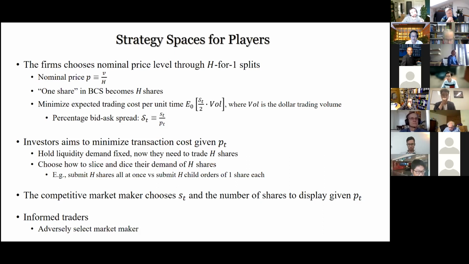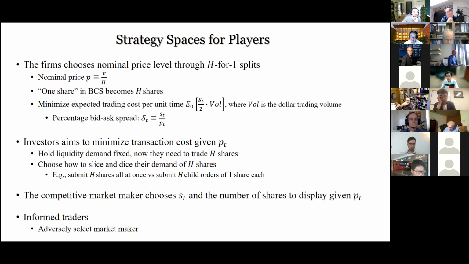Okay, so what does the firm do? The firm tries to minimize the expected transaction cost per unit time at the time of the decision. Basically, it's something like a proportional spread, S_T divided by P_T and multiplied by VOL, where VOL is the dollar trading volume.